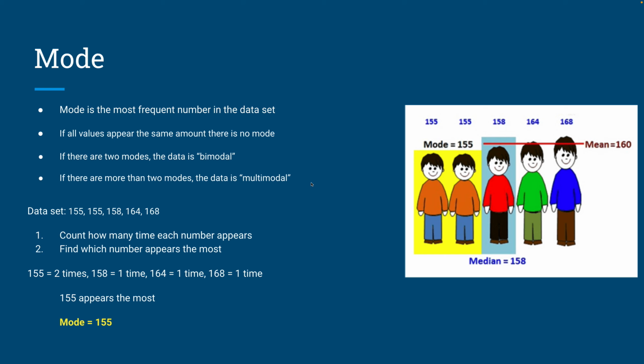Mode is the most frequent number in the dataset. If all the numbers appear the same amount, there is no mode. If there are two modes, the data is bimodal. If there are more than two modes, the data is multimodal.